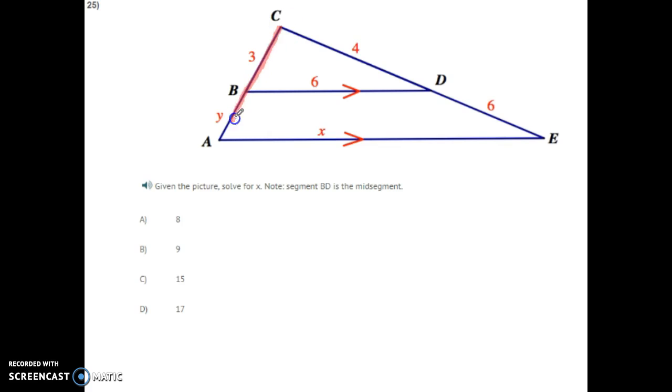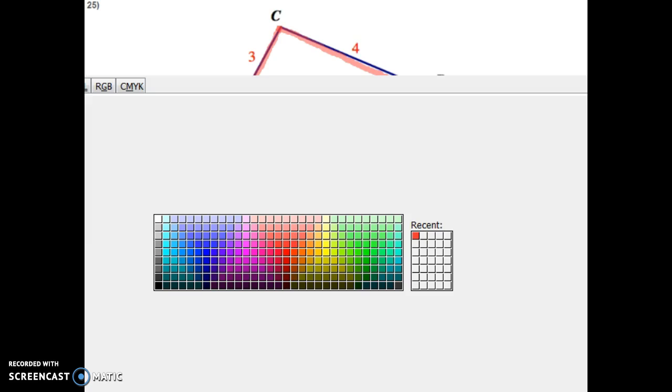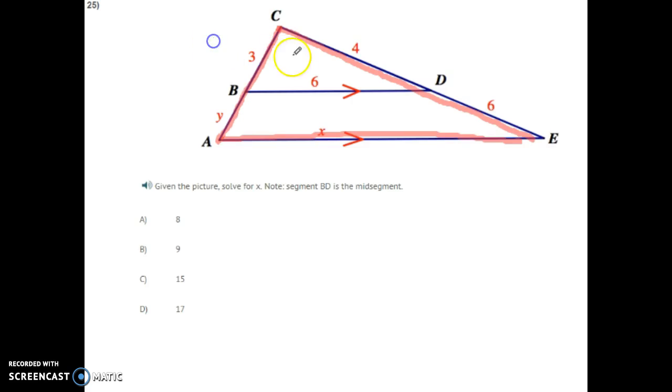We can look at our large triangle here, and then we can look at the smaller triangle right here. And you can see that they are similar because of the angle-angle similarity postulate. They share angle C, and then this angle and this angle are congruent because of corresponding angles. So they are similar, so we could set up a ratio for the sides.